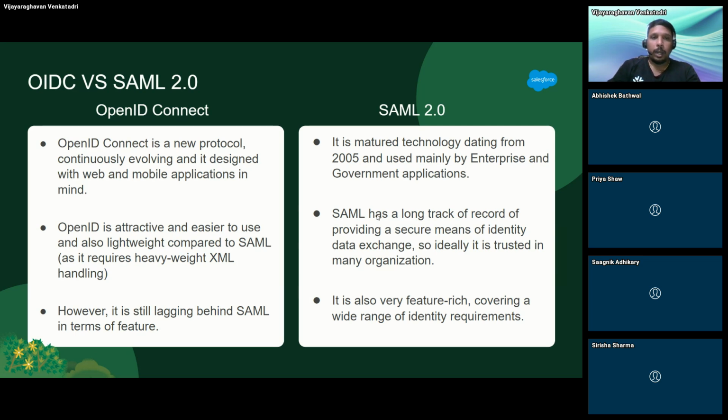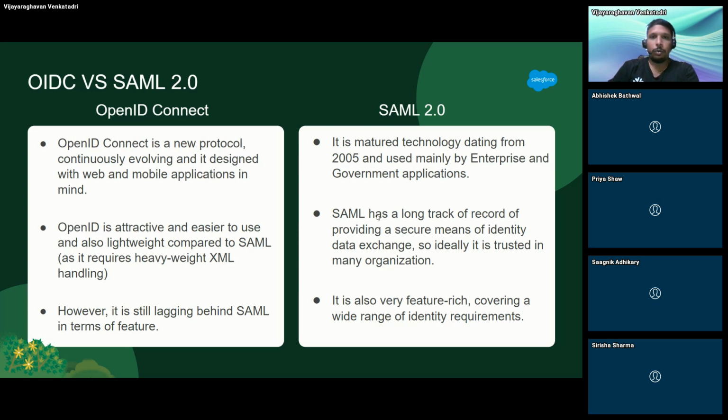When it comes to OpenID Connect, it's a new protocol. It's an extension of open authorization 2.0, and it's still continuously evolving. In terms of features, compared to SAML, it has fewer. However, the key part is that it's more attractive and easier to use, and it is not as heavyweight as SAML, because SAML is based on the XML protocol, and this is a lightweight one. It doesn't need an XML protocol to handle OpenID Connect. It ideally uses the REST standard for interacting between the identity provider and service provider. So this is a high level difference between OpenID Connect and SAML 2.0.